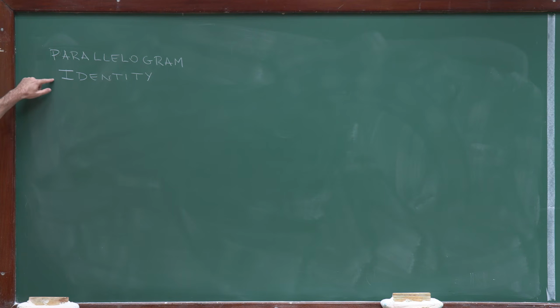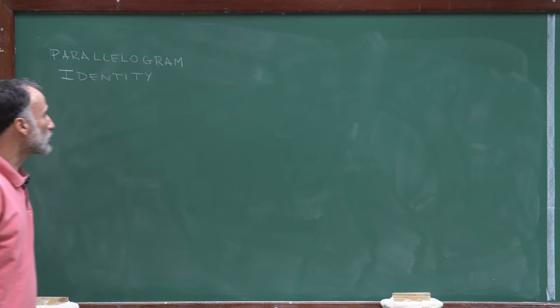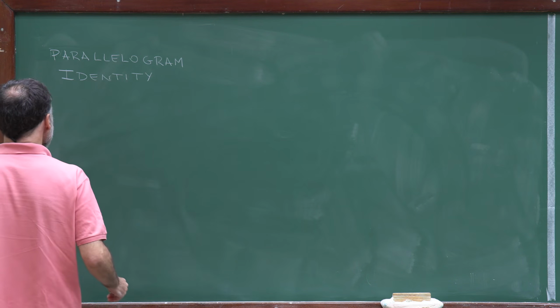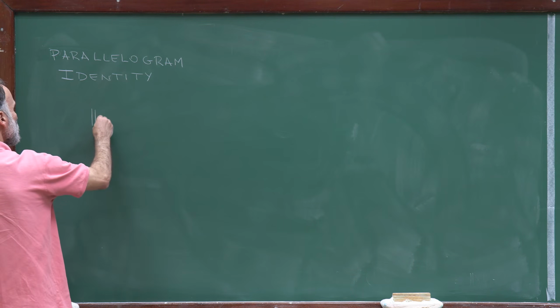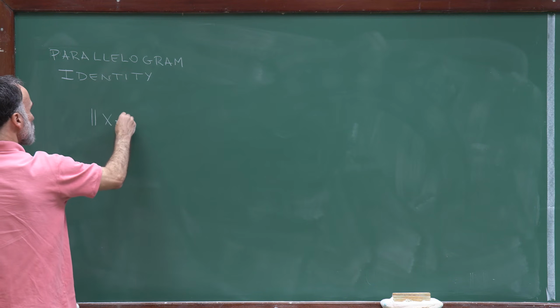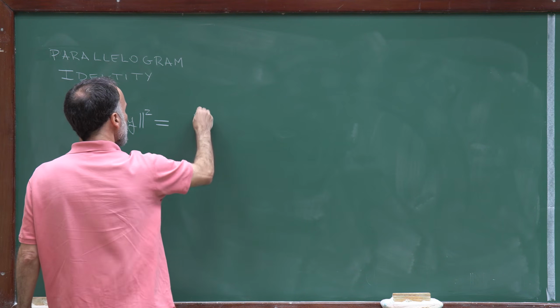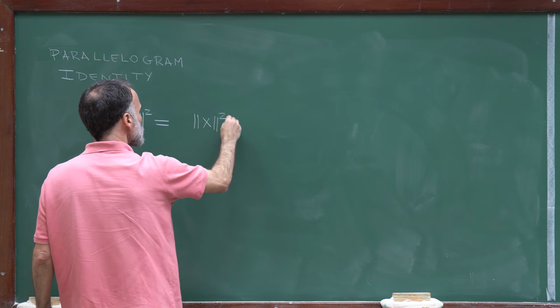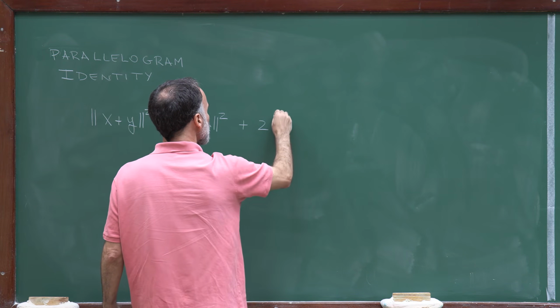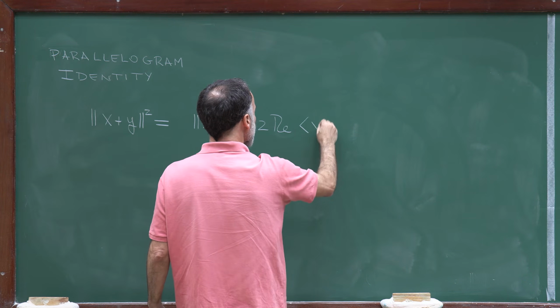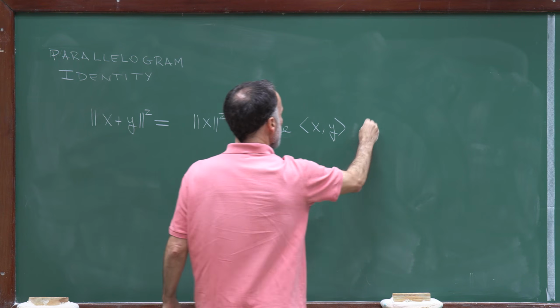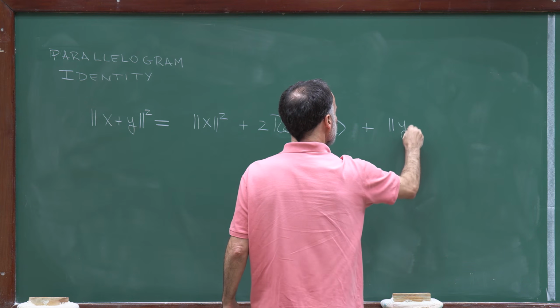Now I want to state and prove the parallelogram identity. So we've seen that the norm of x plus y squared is equal to the norm of x squared plus 2 times the real part of the scalar product of x and y plus the norm of y squared.